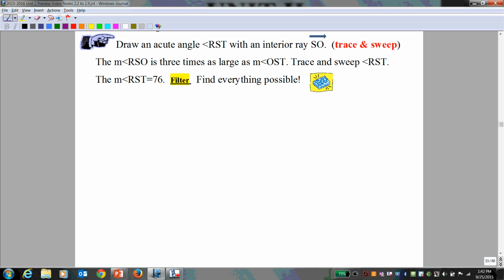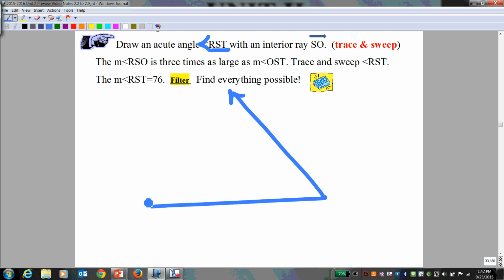So let's try this problem together. It says we're going to draw an acute angle RST with an interior ray SO. So I'm going to do that first. An acute angle RST. So let's make an angle less than 90. That's RST. That means S has to be the hinge. Doesn't matter, RST.